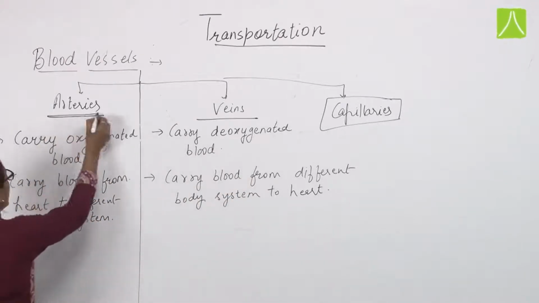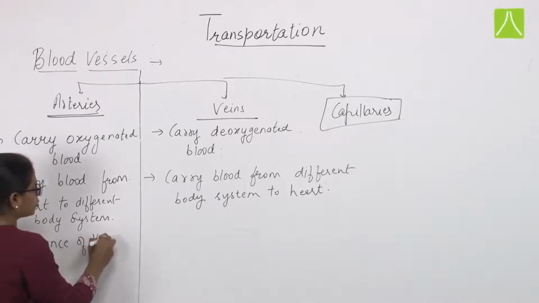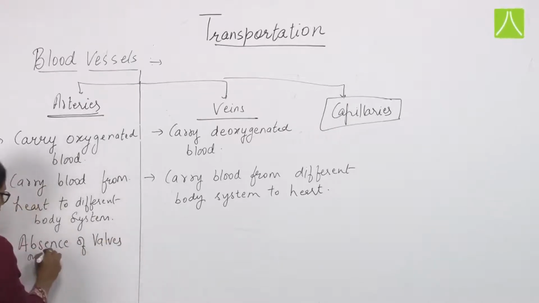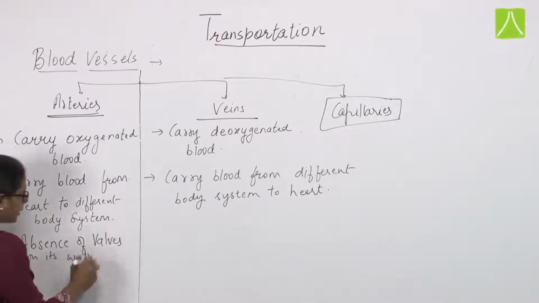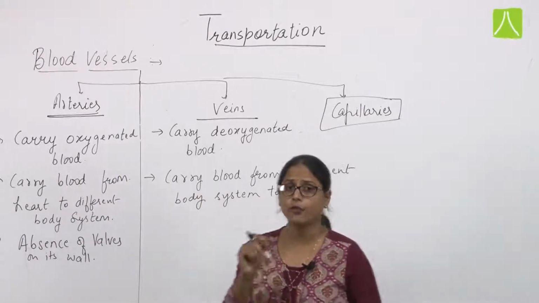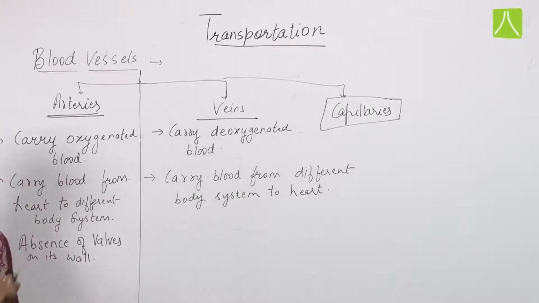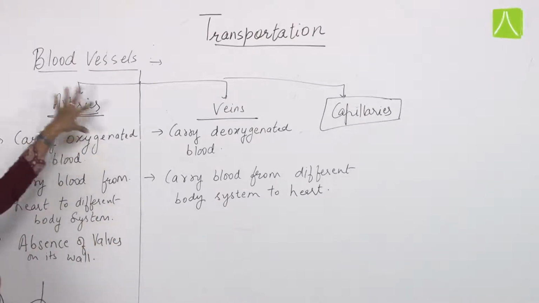Now since artery, A for artery, does not have valves, here is the absence of valves on its wall. That means you can say the wall of the blood vessel, that is the artery, does not have any valve. Valve का मतलब सीधे सीधे gate. There is no gate. Why? Because gate उसके लिए होता है which carrying impure things. Fine? तो valve की ज़रूरत arteries में है ही नहीं.